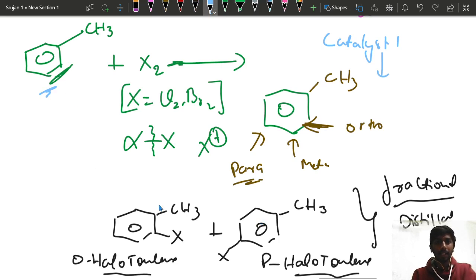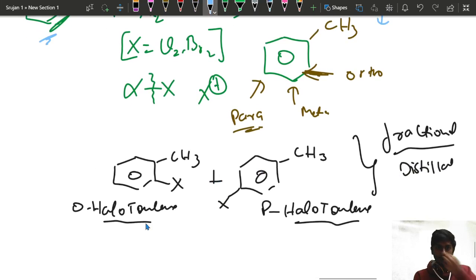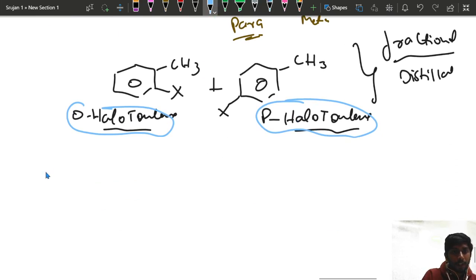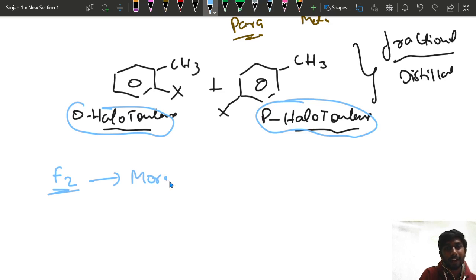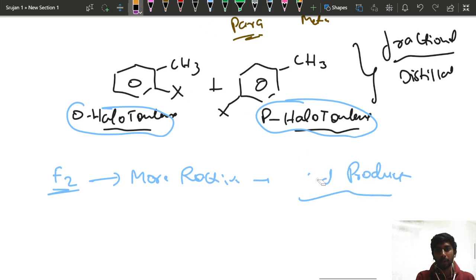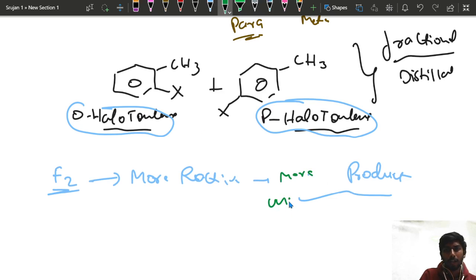So this is how you can prepare the aryl halides. Okay, orthohalotoluene, parahalotoluene. So I told you what? If you react fluorine, it is more reactive. Because fluorine is more reactive, it does not give the desired product. It gives a discrete product, not the desired one, a better product, fine, or an unwanted product.